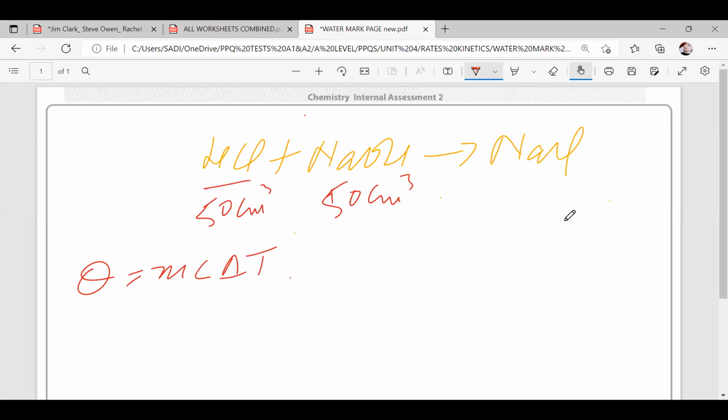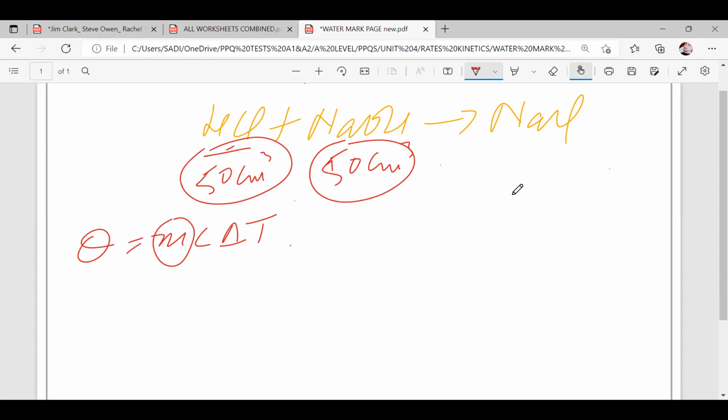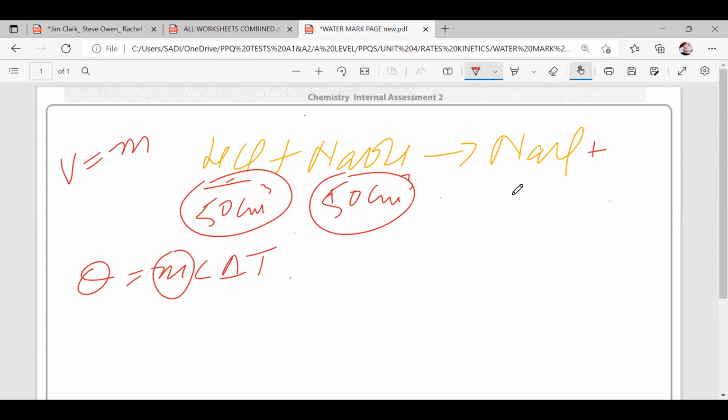Now the m part here is the mass of hydrochloric acid plus the mass, or the volume, of hydrochloric acid and the volume of sodium hydroxide. Keep in mind volume is equal to the mass in this case. And why is it equal to the mass? Because water is being formed. Now, the concentration will also be given to you. Let's suppose 0.1 mol per dm³.